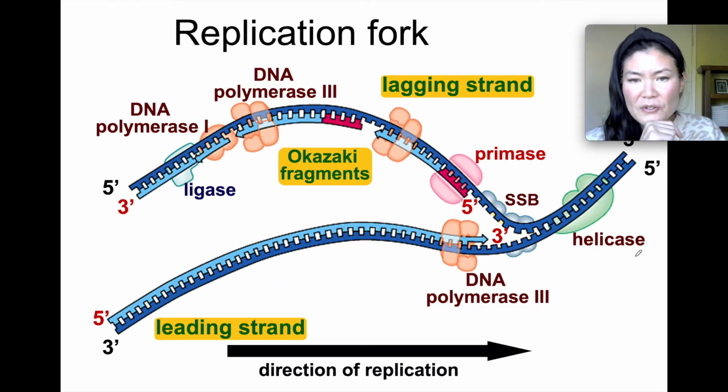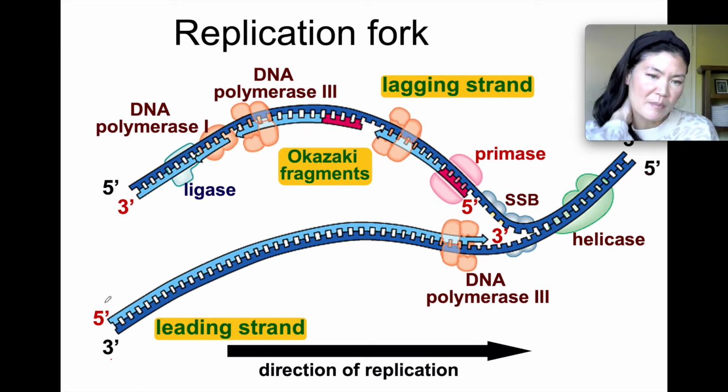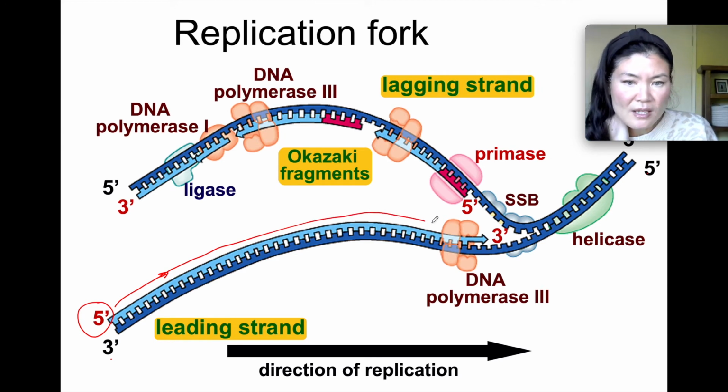So again, here's just another diagram showing you what's happening at the replication fork. There's helicase, splitting the DNA strands. It's unzipping the DNA strands. This is the replication fork, okay? And on the original strand of DNA, this is the 5' end, this is the 3' end. Opposite to the 3' end is this 5' end, and DNA polymerase 3 has been adding new nucleotides at the 3' end.